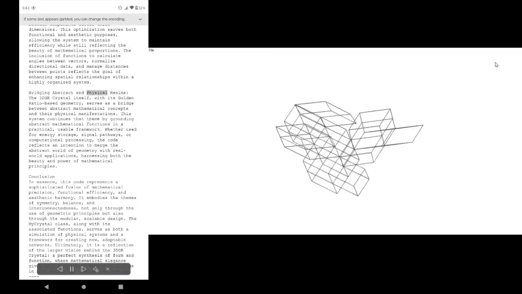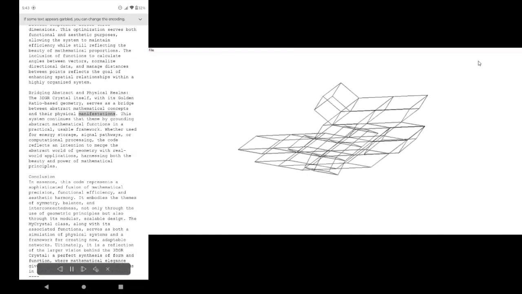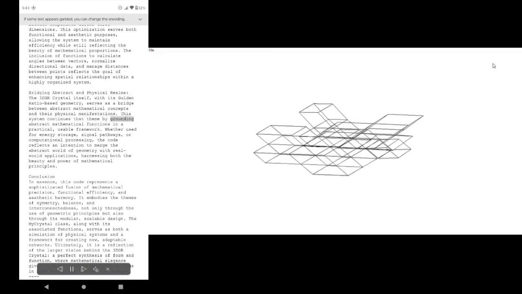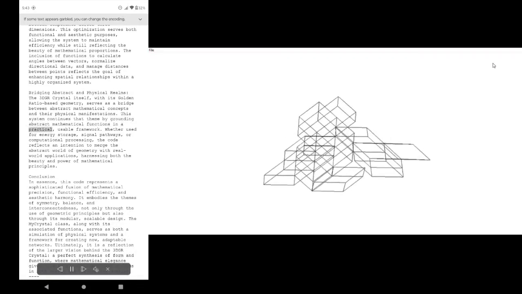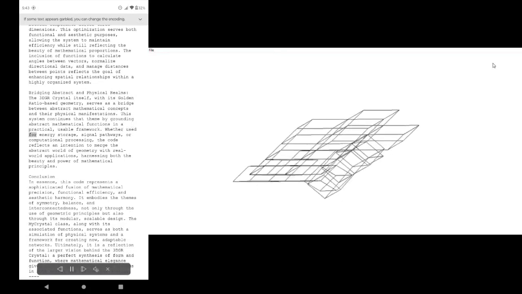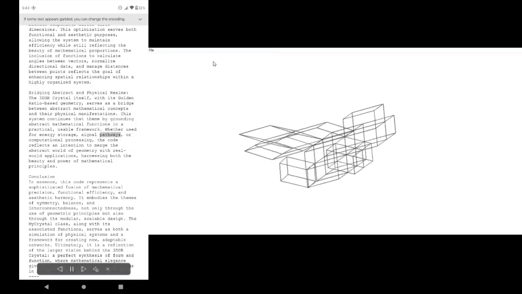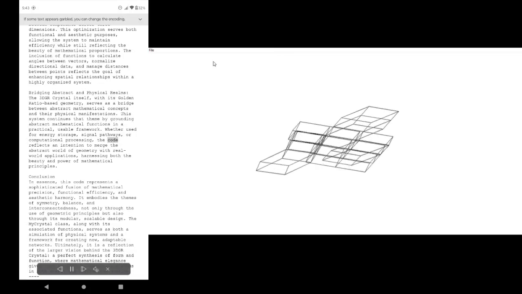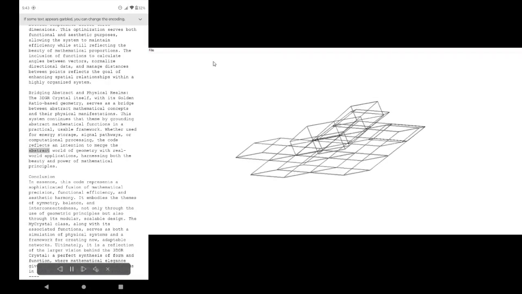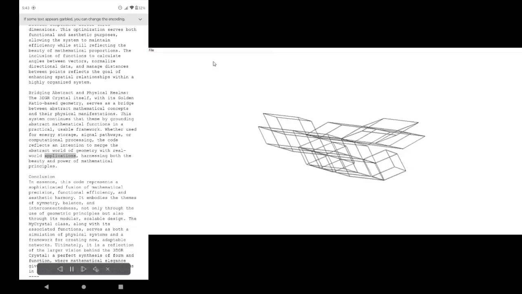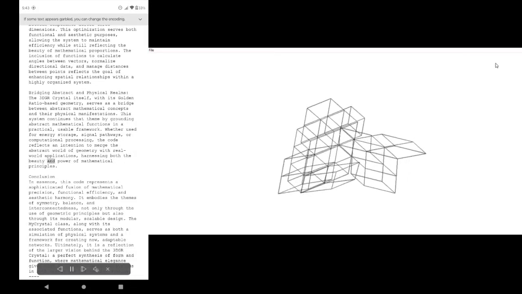Bridging abstract and physical realms. The 3D crystal itself, with its golden ratio-based geometry, serves as a bridge between abstract mathematical concepts and their physical manifestations. This system continues that theme by grounding abstract mathematical functions in a practical, usable framework. Whether used for energy storage, signal pathways, or computational processing, the code reflects an intention to merge the abstract world of geometry with real-world applications, harnessing both the beauty and power of mathematical principles.